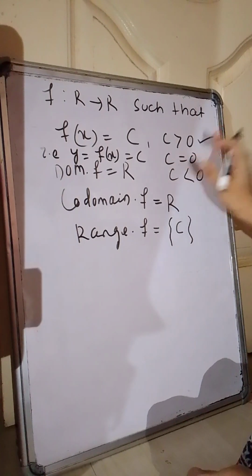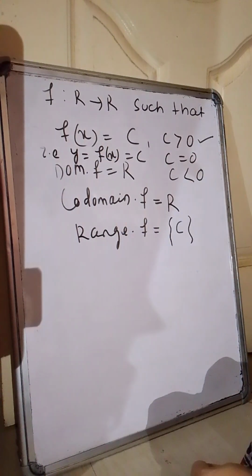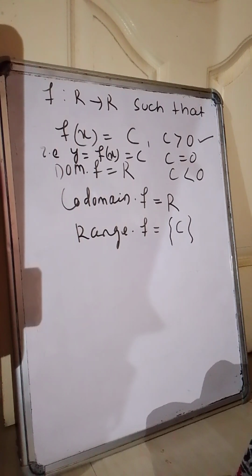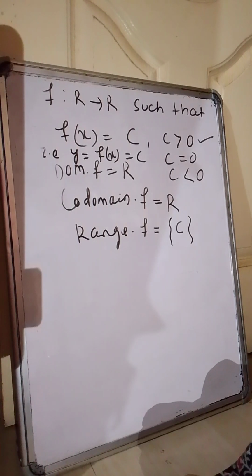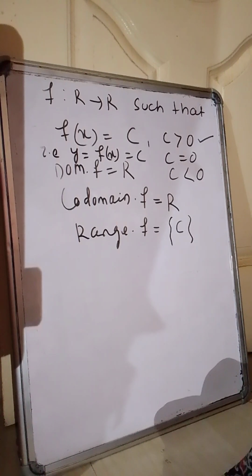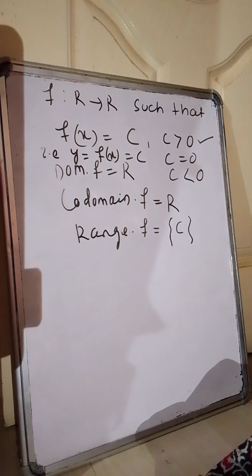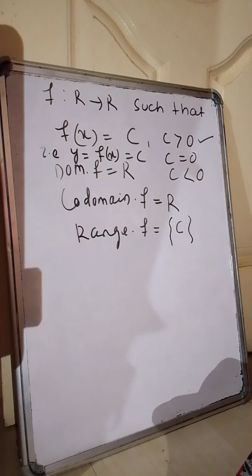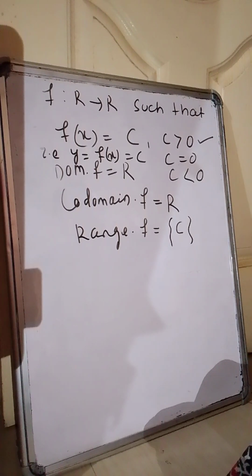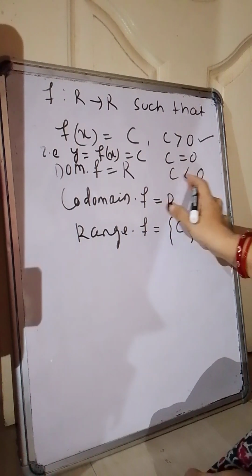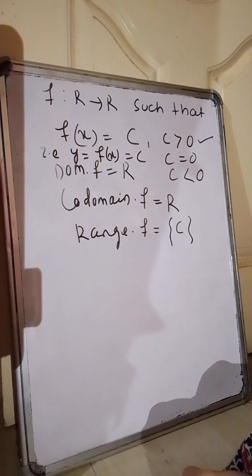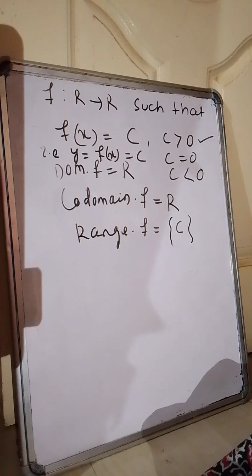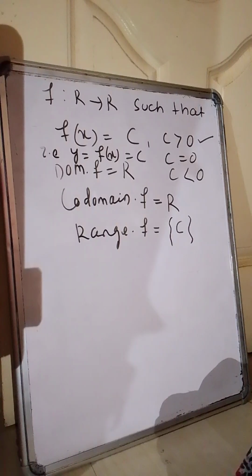Similarly, if c equals 0, then y equals 0, and that is the x-axis itself. So the graph is the x-axis itself. If c is less than 0, then y equals c, so y is negative. That means it is a straight line not passing through the origin, rather the line is parallel to the x-axis and lying below the x-axis.